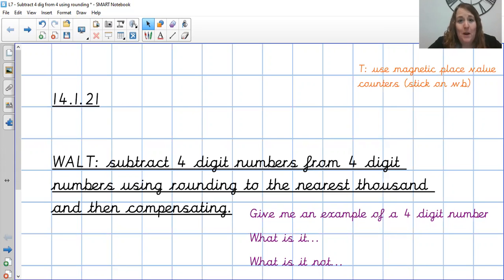You did really well with the rounding and compensating yesterday, so I know that you're not going to find today's lesson too much of a problem. Today, we're going to be subtracting 4-digit numbers from 4-digit numbers, so that's the only difference, and we're still going to round to the nearest number, this time the nearest 1,000 because it's a 4-digit number, and we're then going to do some more compensating. I'm pretty sure you're going to be brilliant at this.